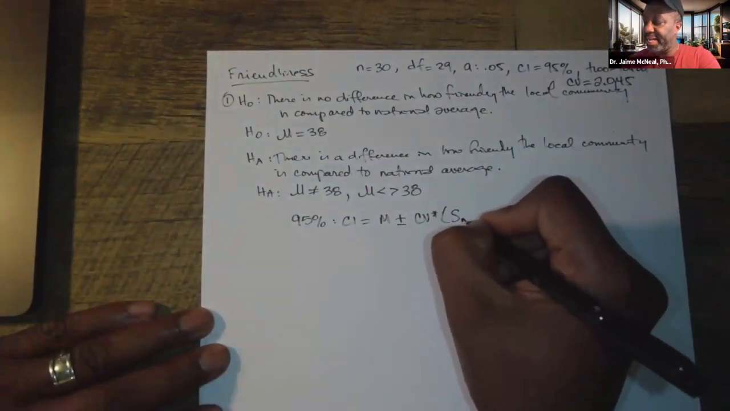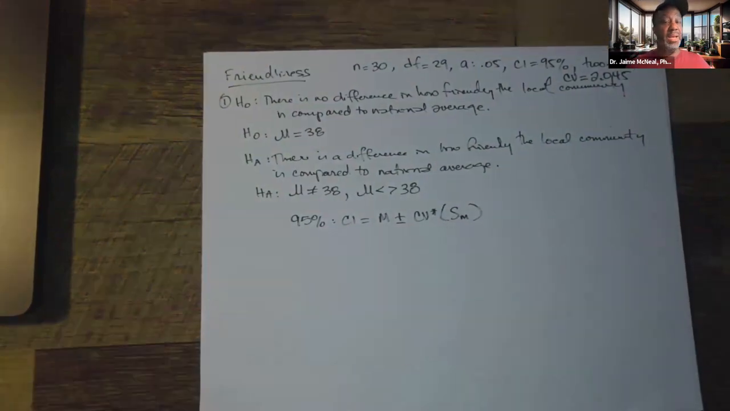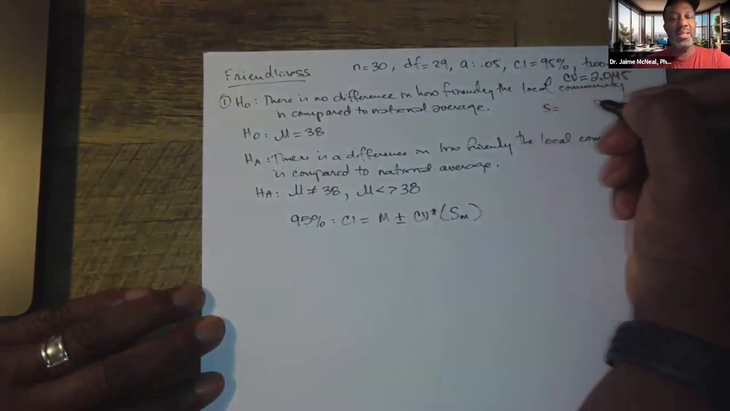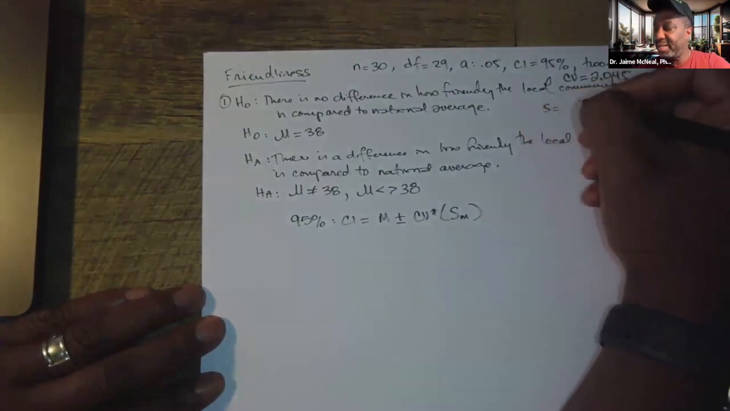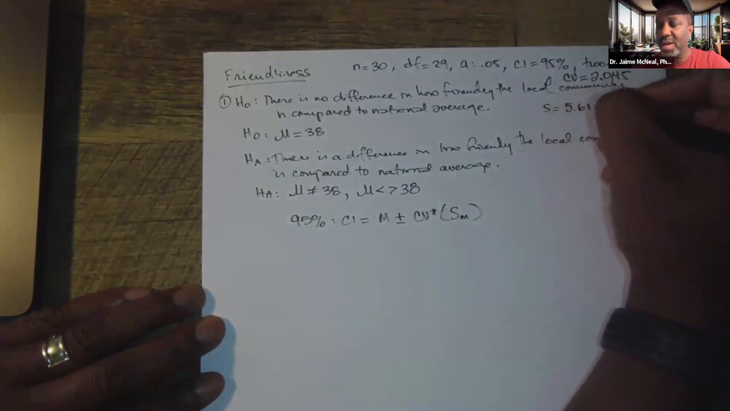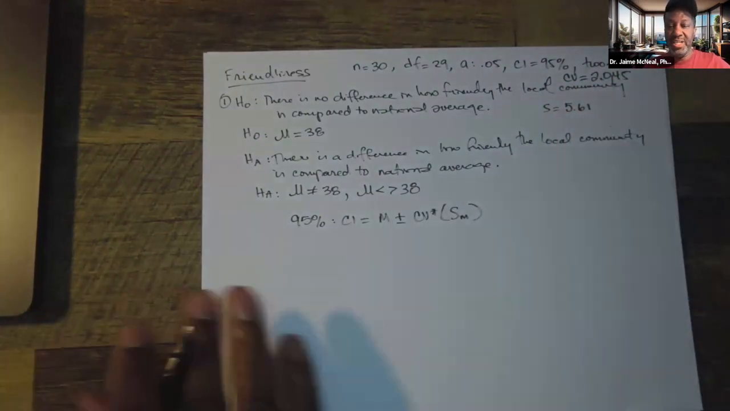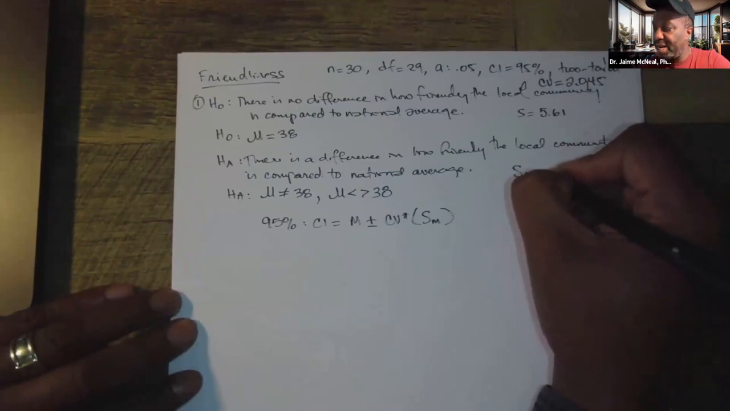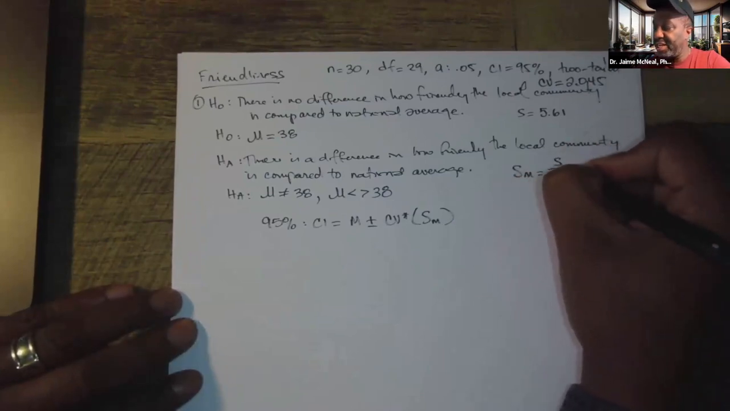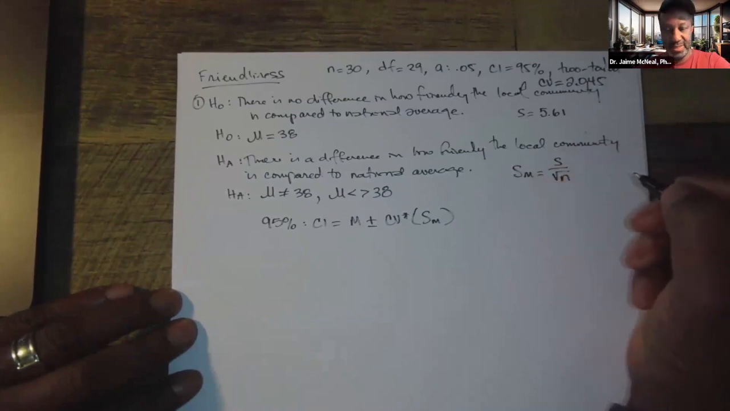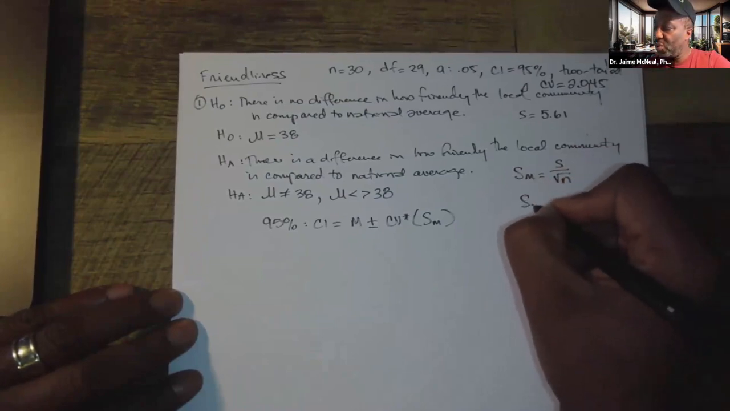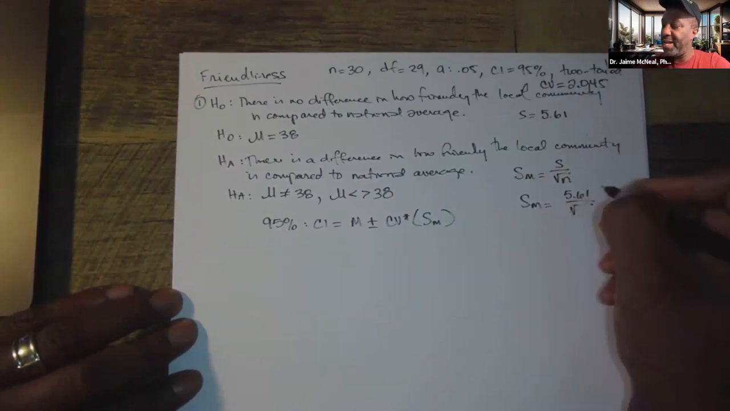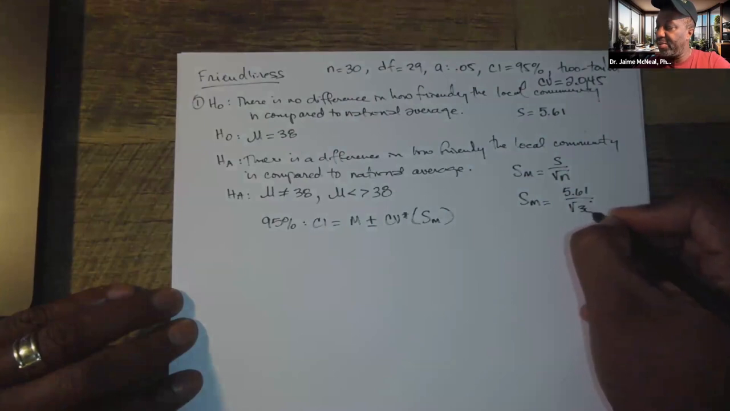times the standard error. Okay, but they didn't give us the standard error. They, however, did give us the standard deviation. The standard deviation is 5.61. So if we have the standard deviation, we can figure out what the standard error is, because the formula for standard error is the standard deviation divided by the square root of n, right? So if we fill that in, 5.61 divided by the square root of n, and n happens to be 30, right?